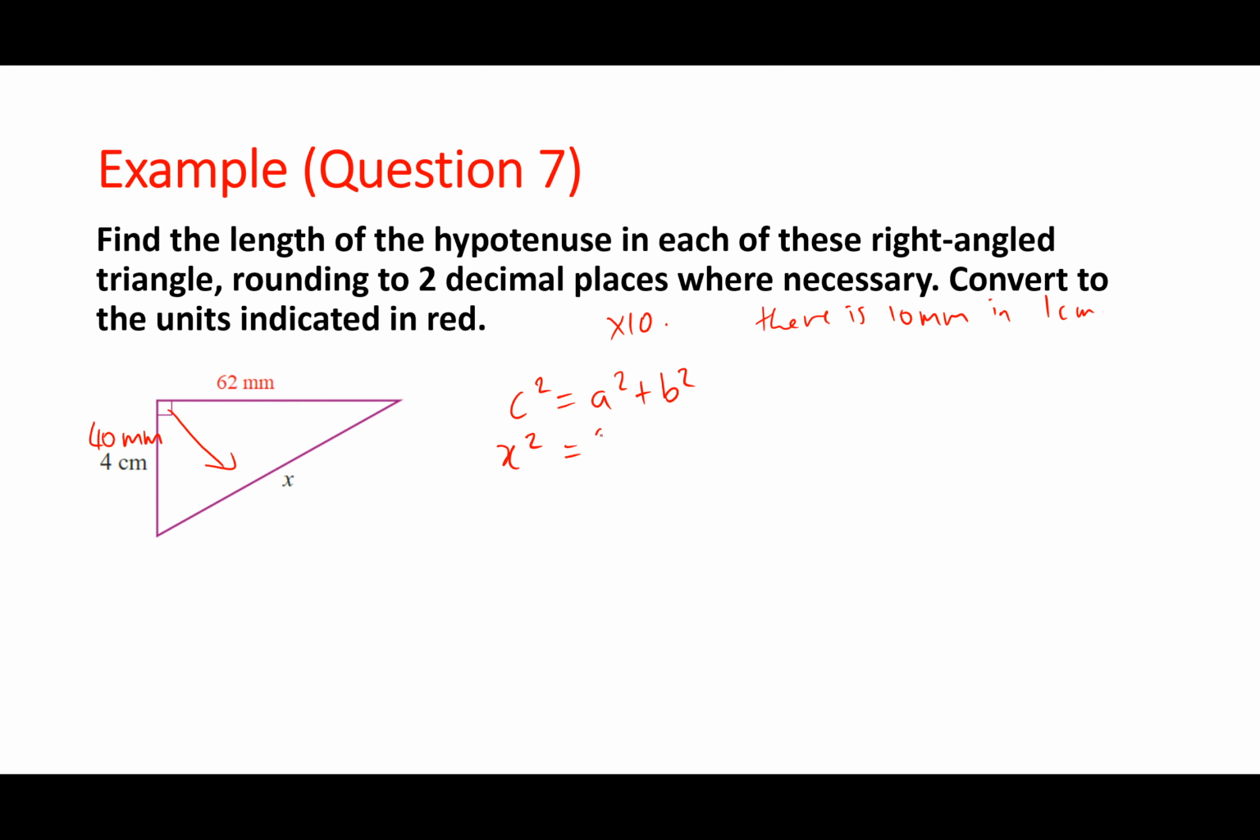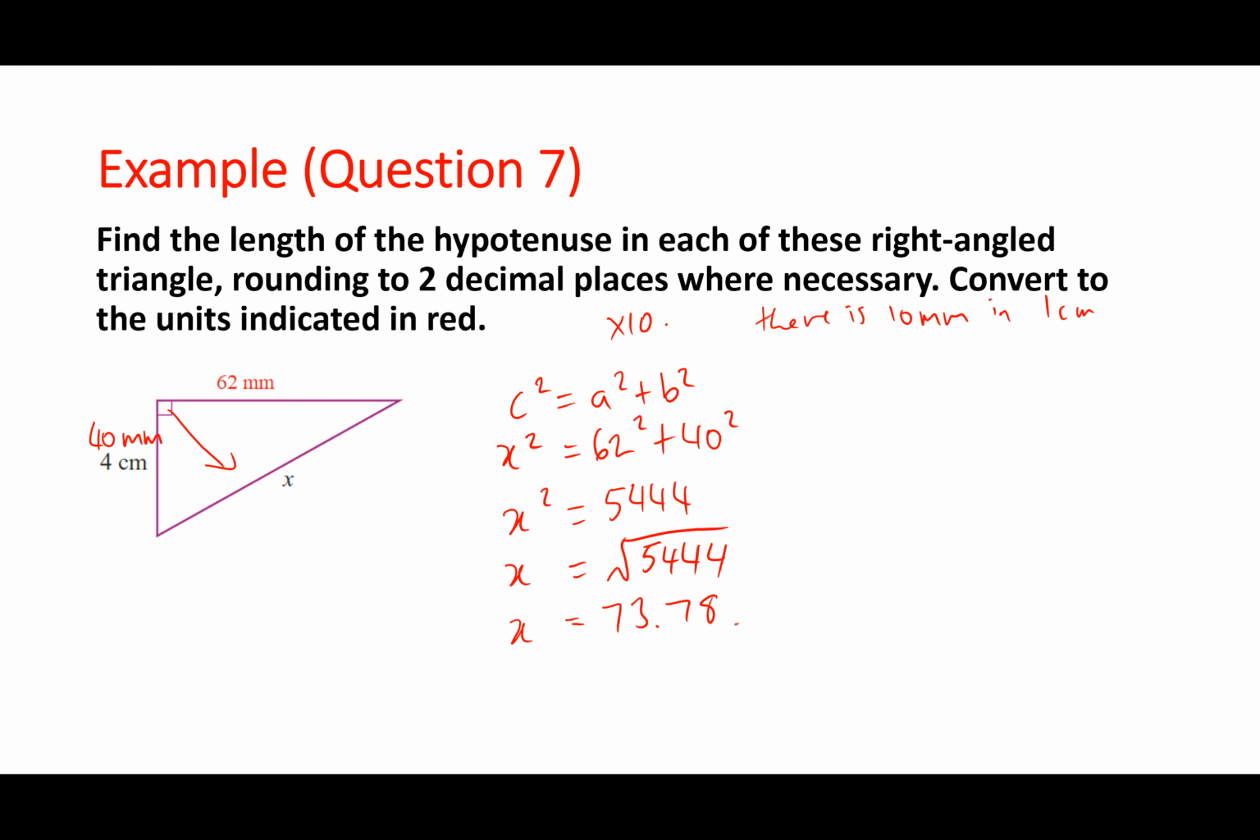Now this one is going to be much bigger than the ones that we've done before. So 62 squared plus 40 squared, and that's equal to 5,444. Now with 5,444, we need to get the x by itself. So to get rid of the x squared, we're going to square root. The opposite of squaring is square rooting. So x is equal to the square root of 5,444. Doing the square root of that gives us that x is equal to 73.78 to 2 decimal places.